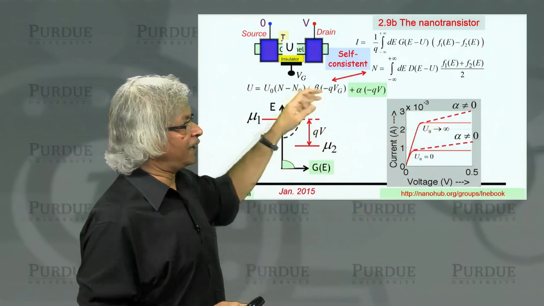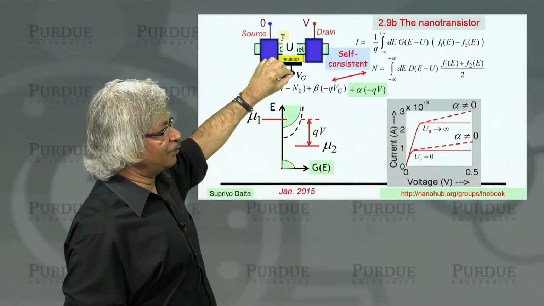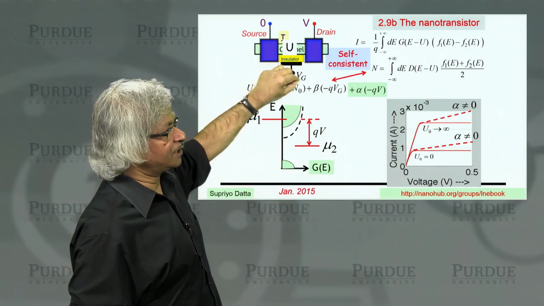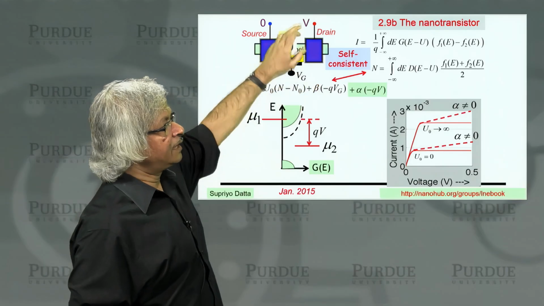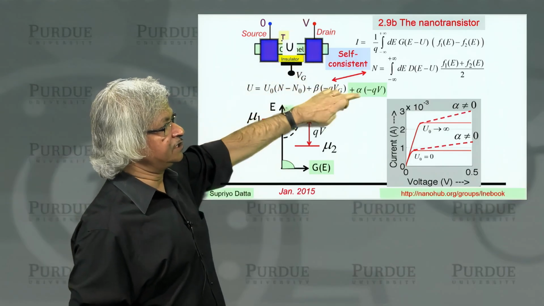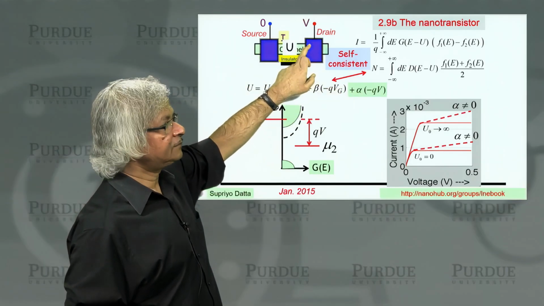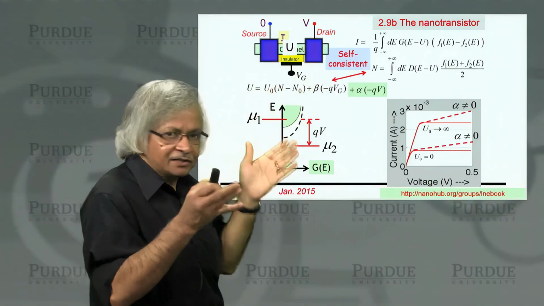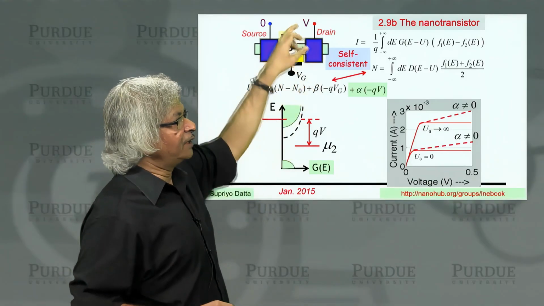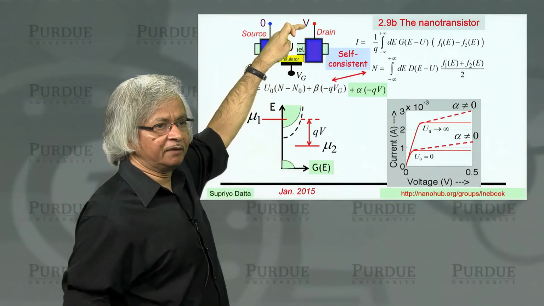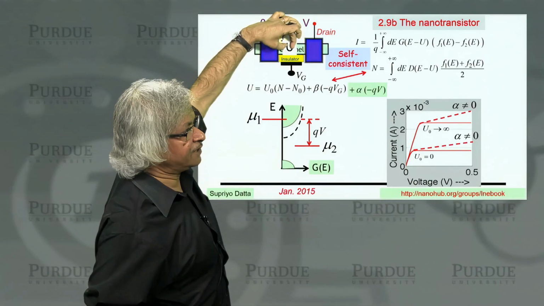And you can see why, because you have a gate voltage here, which controls the potential through the beta, and you have a drain potential which changes it through the alpha. Now, over the years, as the devices got smaller and smaller, the effect of the V got bigger and bigger, because now this is a very small device.